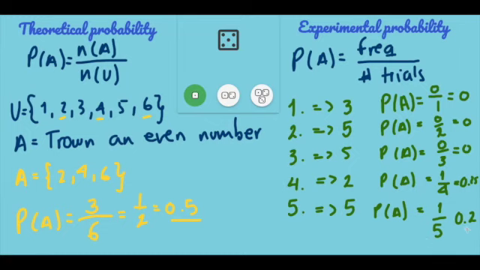Why? Because remember that when we're finding the experimental probability, we take into account the number of times, the number of trials, that we repeat the experiment. So this is very important when we're finding the experimental probability. And I hope you understand the difference between theoretical and experimental probability. In theoretical probability we take into account all the possible outcomes, and in experimental only the number of times that we repeat the experiment.